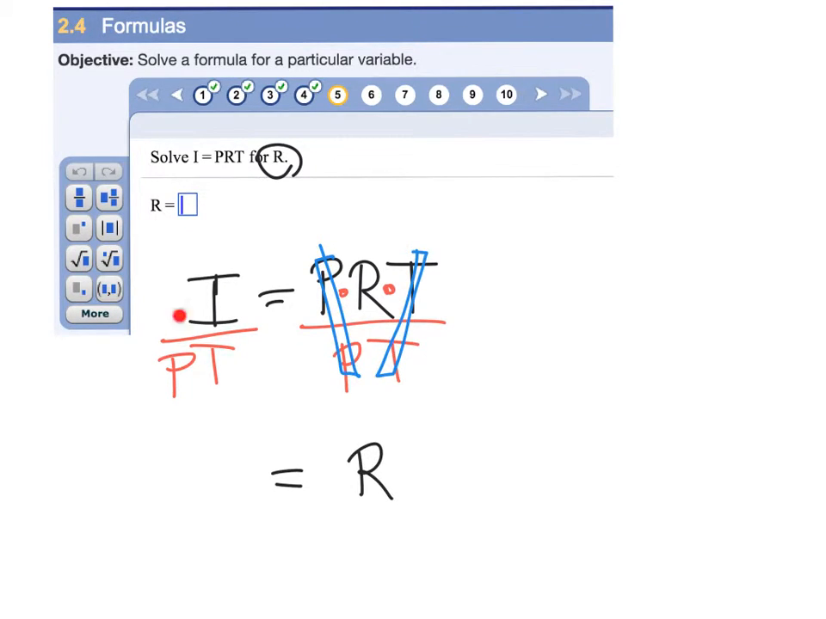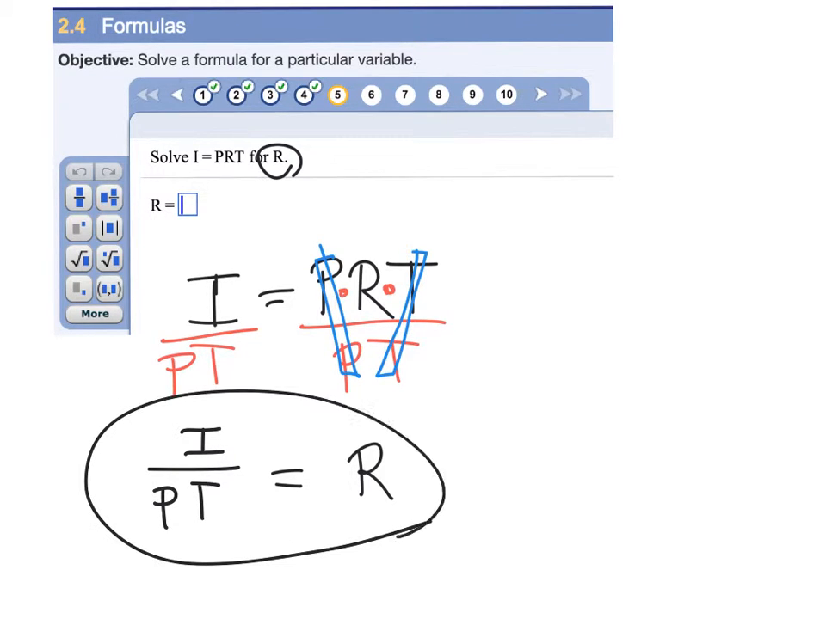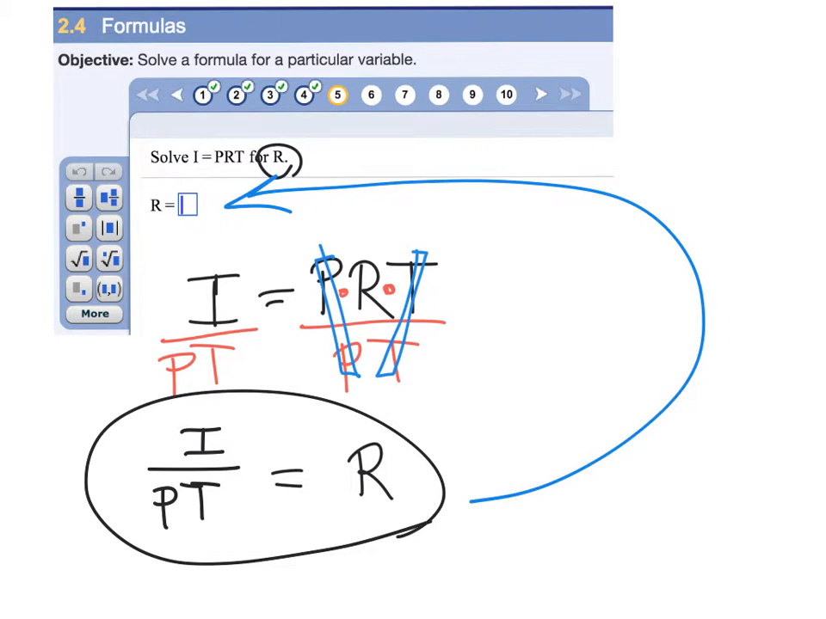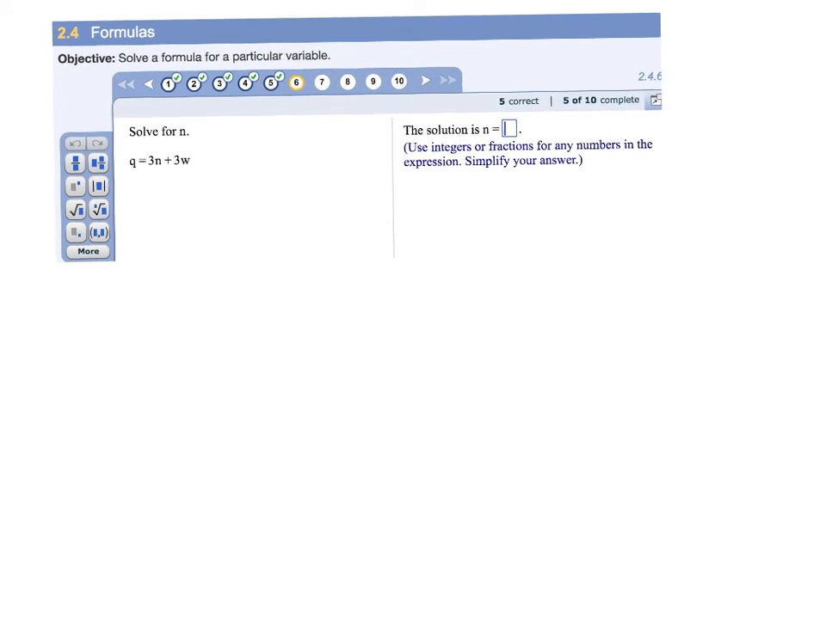The left side, nothing cancels. That's as simple as it gets. So it's I over PT, and there's your answer. Keep in mind, when you type the answer into the box, it's got to be case sensitive, so everything is capitalized. All right, now we're solving for N.